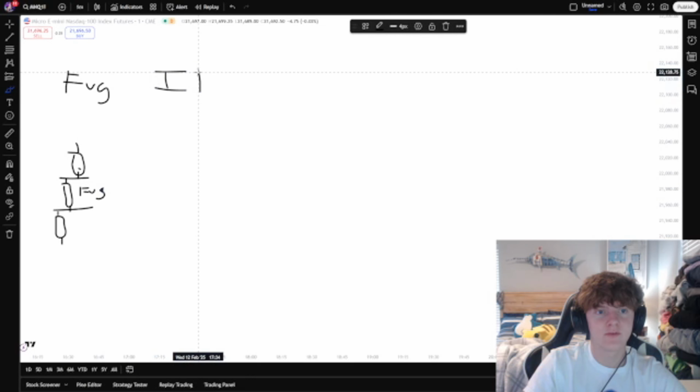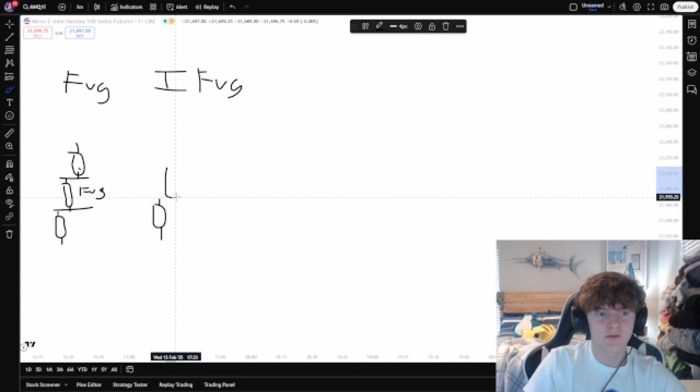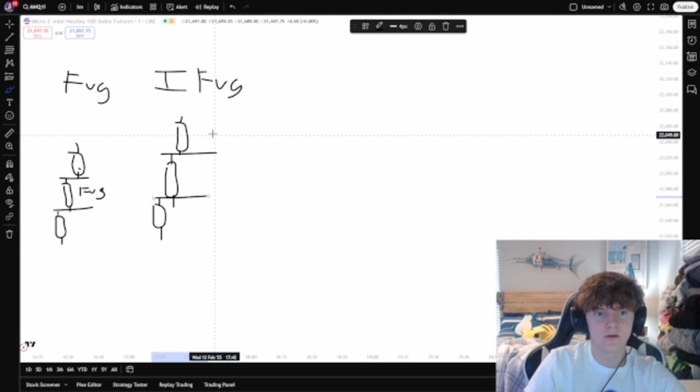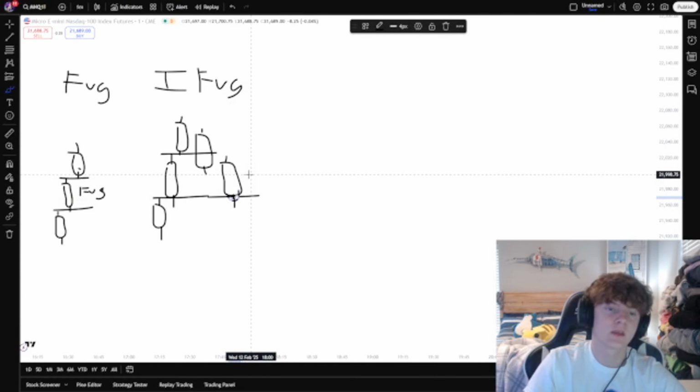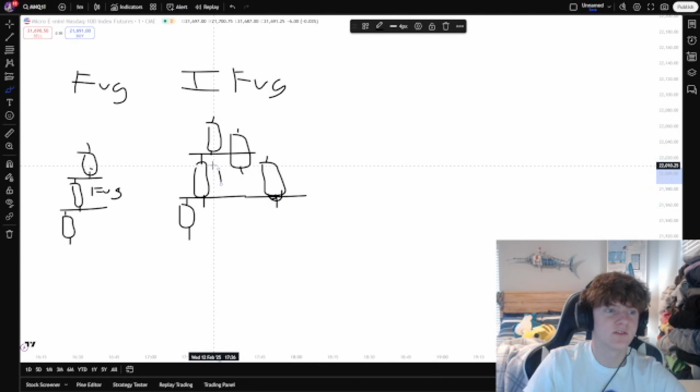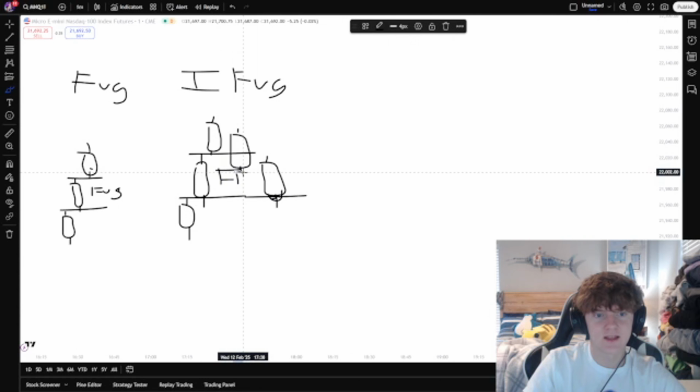There's also something called an inverse fair value gap. That is when said fair value gap is created, we are moving up, and then we have our imbalance or fair value gap. And then we have candles, it does not have to be more than two candles, that are closing below the fair value gap, leading to it being inversed. So we can label that our IFVG.